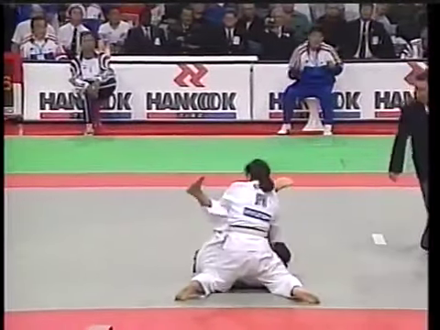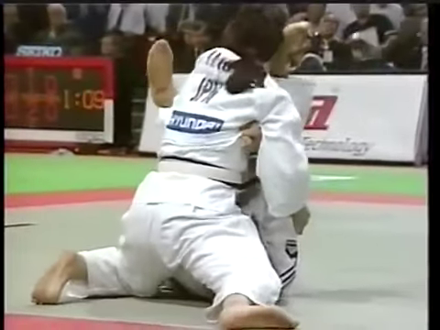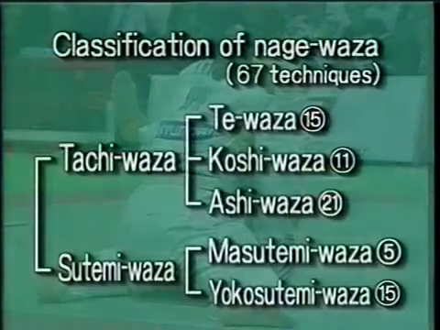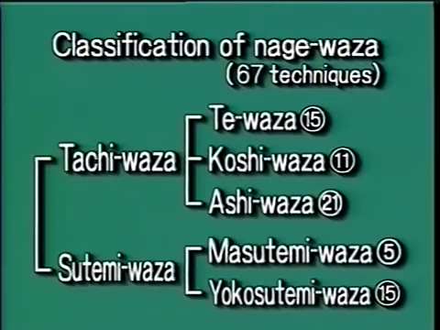Nagewaza, or throwing techniques, can be divided into tachiwaza, standing techniques, and sutemiwaza, sacrificing techniques. There are 67 techniques in all, and they're classified as shown here. Let's look at the basics of each technique and how it's applied, focusing on the differences between techniques that may appear similar, with examples from actual competitions.